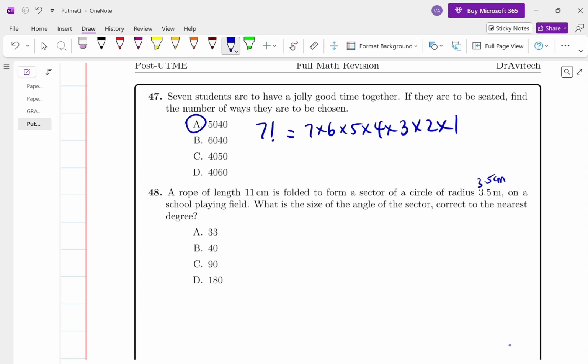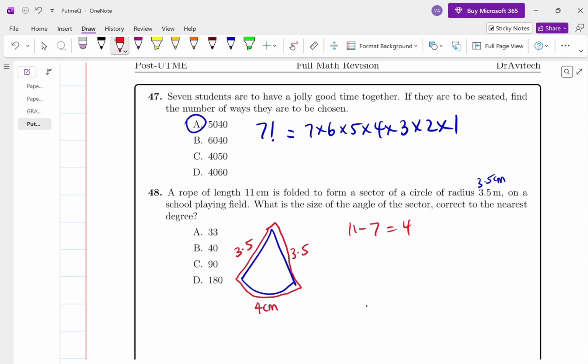When you use something to form something, because that thing makes up the outline, it means the perimeter is that very thing. So look at this. This is a sector. Now, you want the rope to go around this thing. Remember that in this very sector, this is 3.5, this is 3.5. So already we have 7, because 3.5 plus 3.5 is 7. The rope is 11. So what will be left? 11 take away 7 is 4. So this side will be 4 centimeters.